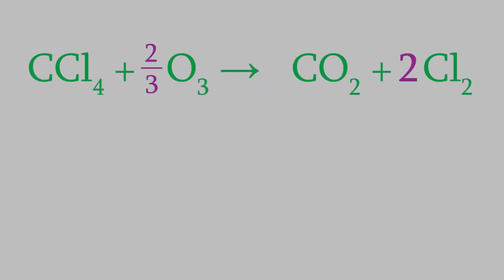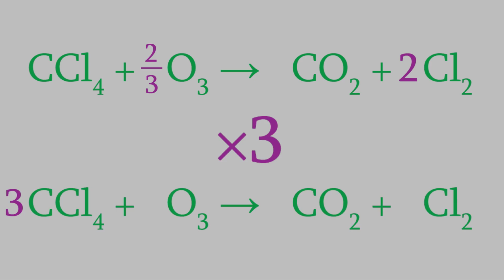Here's another chemical reaction. This one's already balanced. In this example, one of the molecules is ozone, O3, and the coefficient on it is 2/3. We need to get rid of the fraction, so we'll multiply all the coefficients by 3. That gives us 3 carbon tetrachloride molecules, 2 ozone molecules, 3 carbon dioxides, and 6 chlorine molecules.